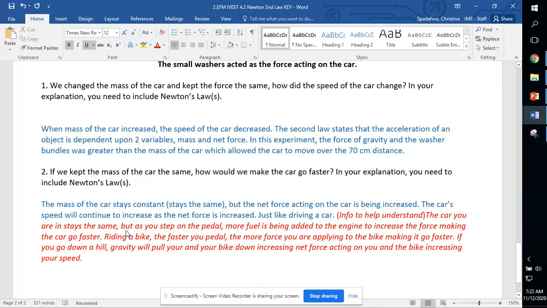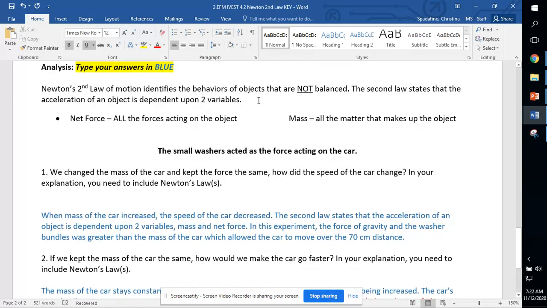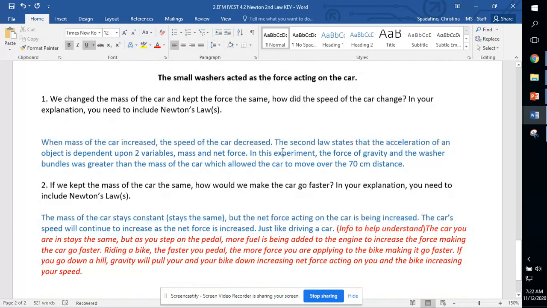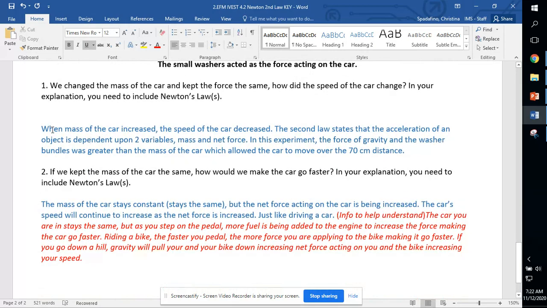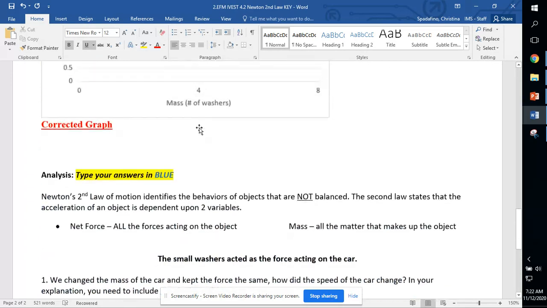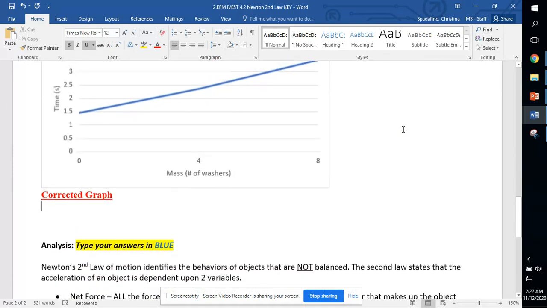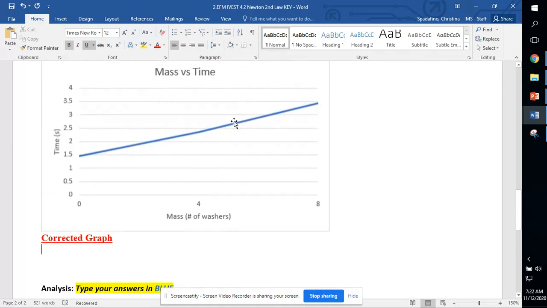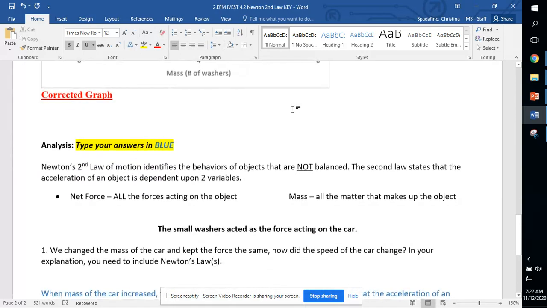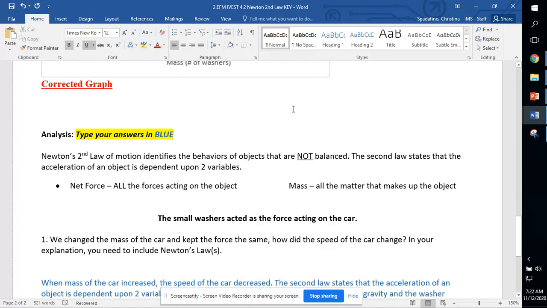Now for our analysis questions, we changed the mass of the car and kept the force the same. How did the speed of the car change? In your explanation, include Newton's laws. So I made sure to put the second law here so that it helped you with your answer. So for number one, when mass of the car increased, the speed of the car decreased. That's pretty evident when we look at our data and when we look at our graph. More mass means more time it'll take to get from point A to point B.